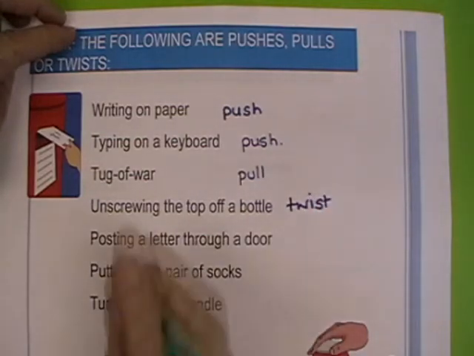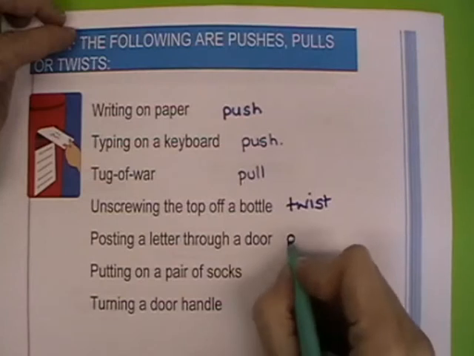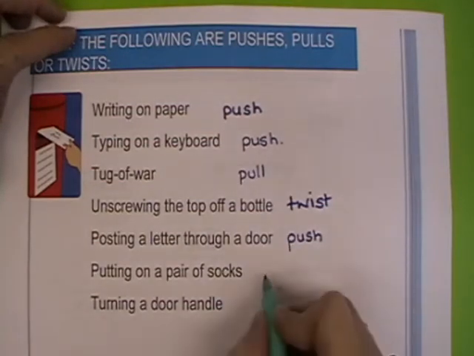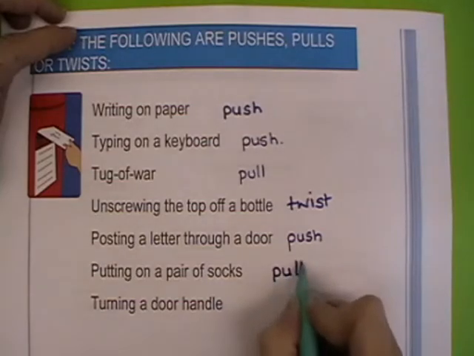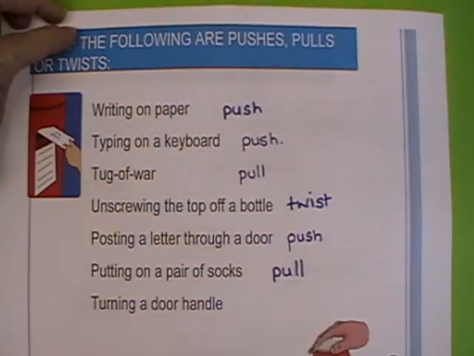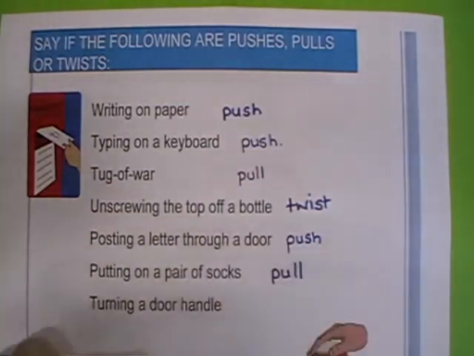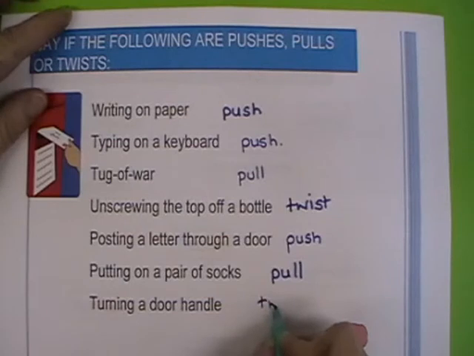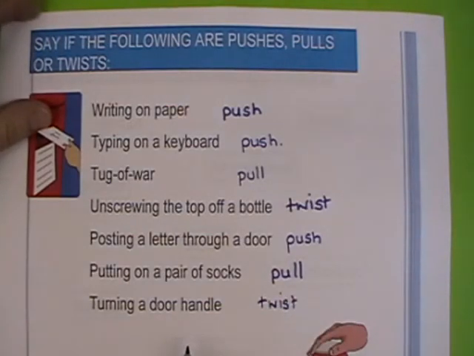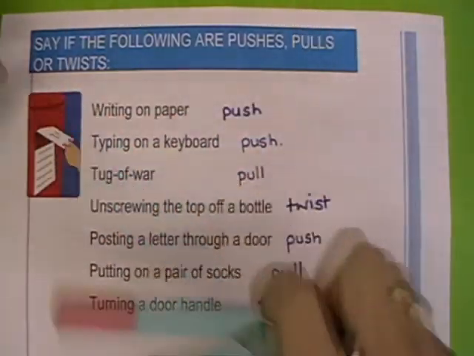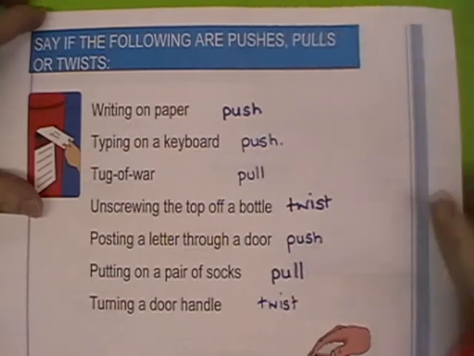Posting a letter through a door, you are pushing the letter. Putting on a pair of socks, you are pulling them on. And turning a door handle, and we'd presume that it is a round door handle like that there, you're twisting. If it's a door handle which is like one of the door handles in our school, where you have a lever and you push down on it. So it depends on the type of door handle.